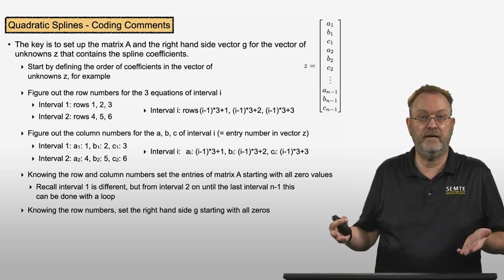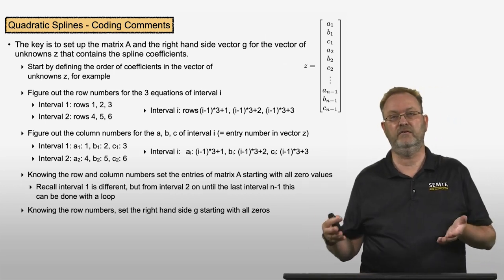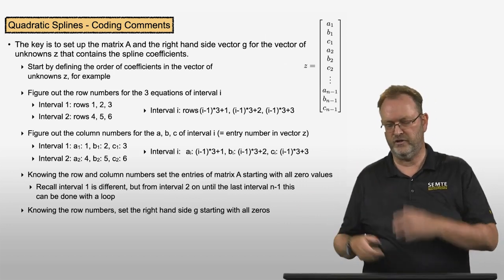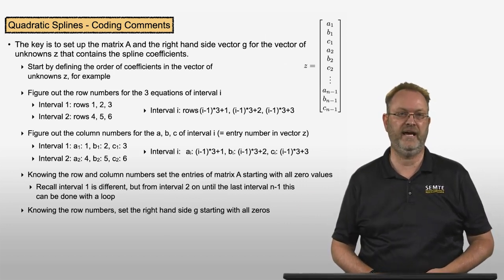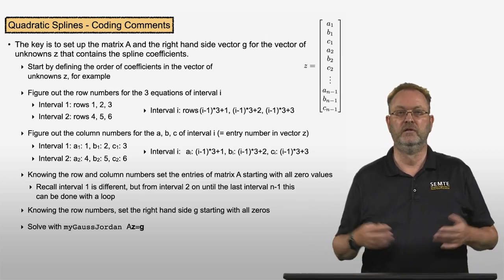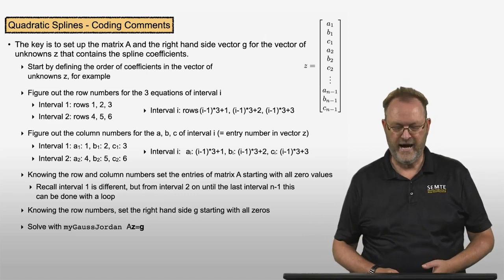Then, knowing the row numbers, what we do then is set the right-hand side values g, starting with a vector of all zeros pre-allocated again. And then all we have to do is solve this system using a call to my Gauss-Jordan.